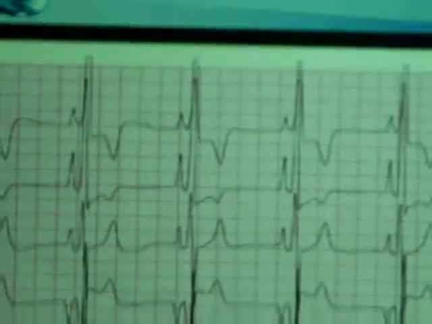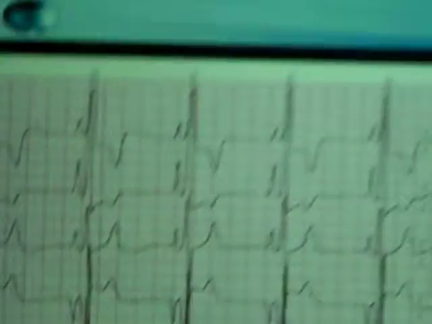Right. This is another example of ECGs that we can get in a GP setting.